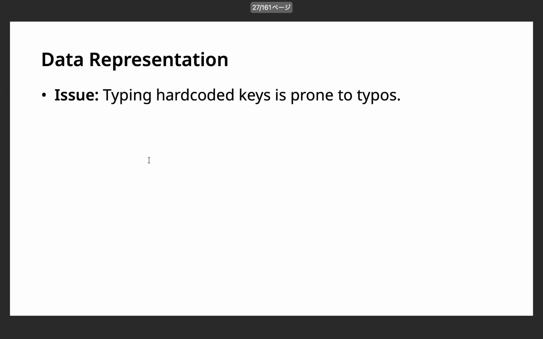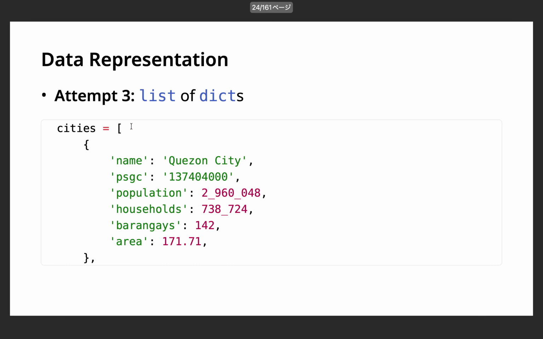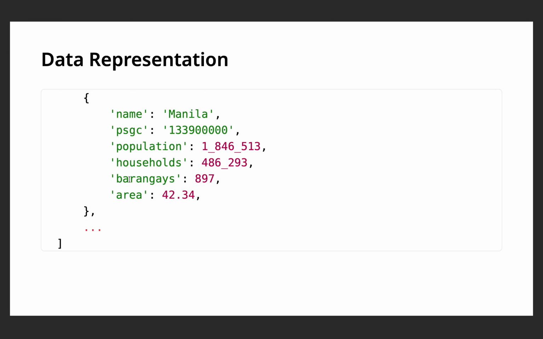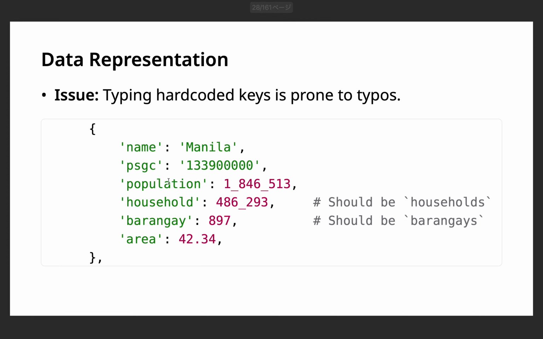Okay, so the issue with this now is, since you're typing out the key names for each and every single one of the entries here, so you have name, PSGC, population, all 6 of these keys for the first entry, you have the same 6 keys for the next entry, then so on and so forth. By writing out all of these keys explicitly, that's the part that becomes error prone.